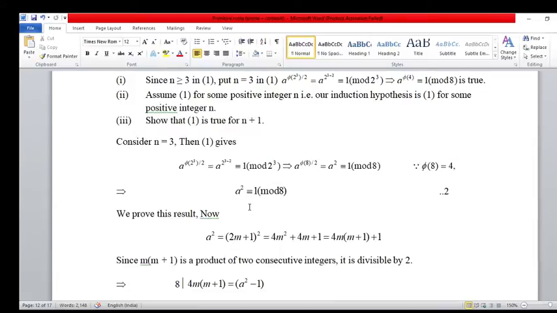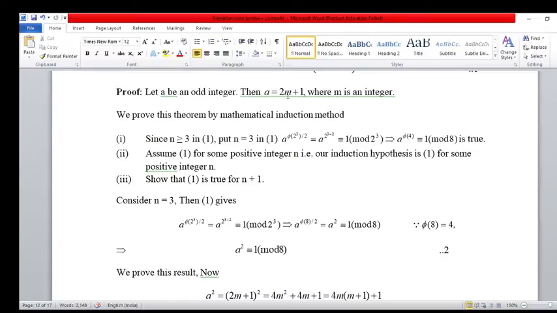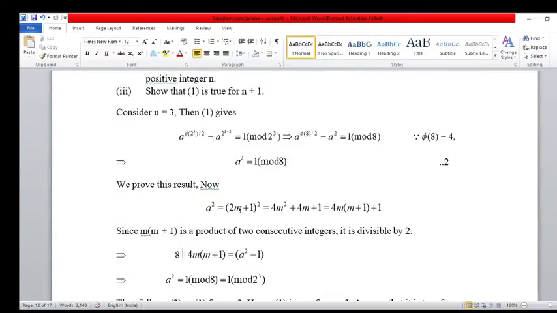Now we prove this result. Here the value of a is equal to 2m plus 1. Squaring on both sides, a square is equal to 2m plus 1 whole square; opening this, a square plus twice ab plus b square, means 4m square plus 4m plus 1, and here 4m is common, so in brackets m plus 1, plus 1. Since 4 into m into m plus 1 is the product of two consecutive numbers, this is divisible by 2, and this theorem is already given in the first unit.